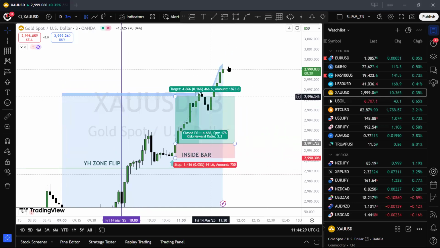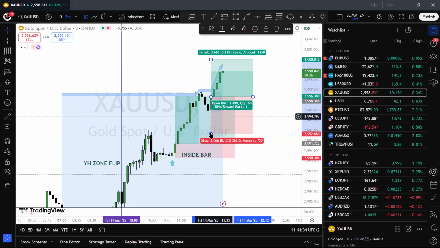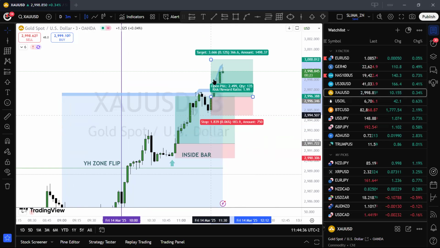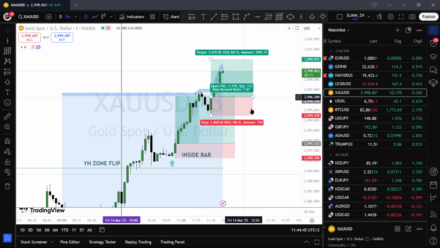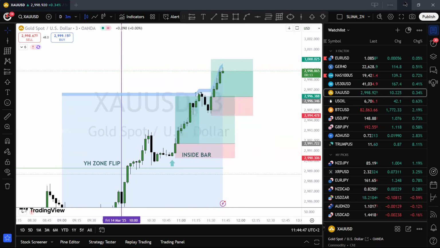So this could also have been a setup as well. See right here, bullish engulfing, something like this. So here you'd just be aiming for 3,000, something like that. That can also be a setup if you had missed that whole move.